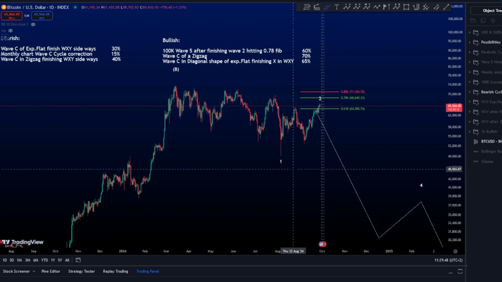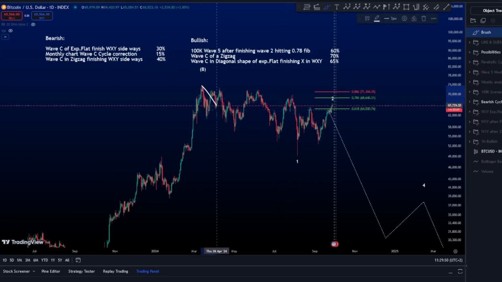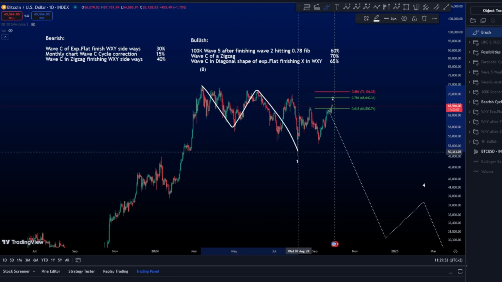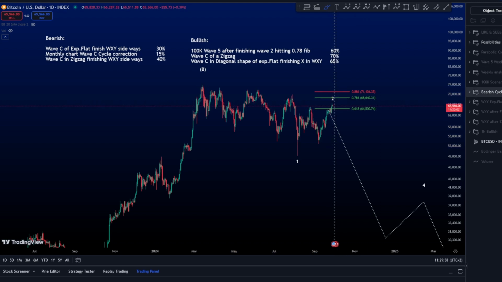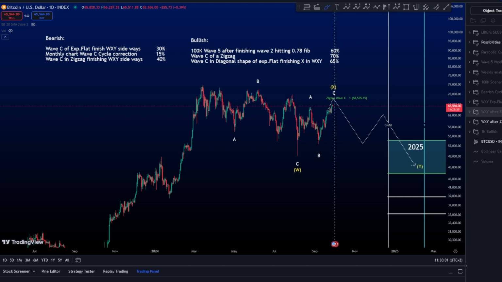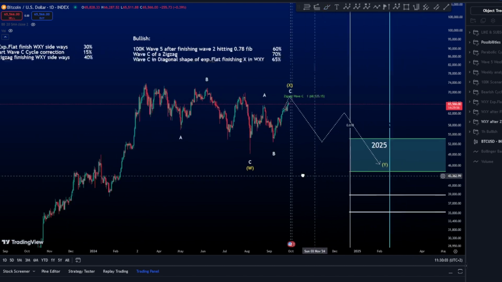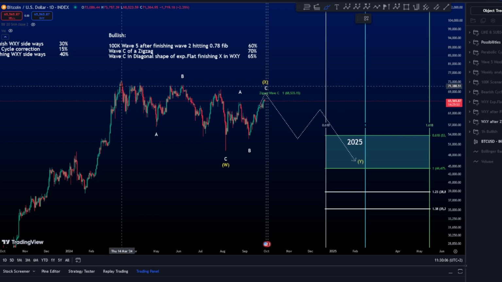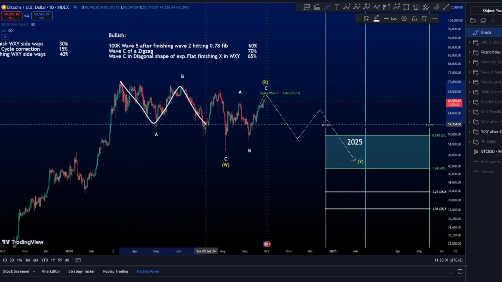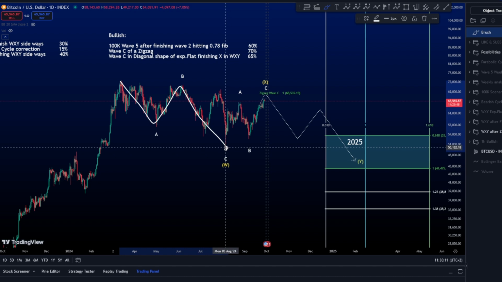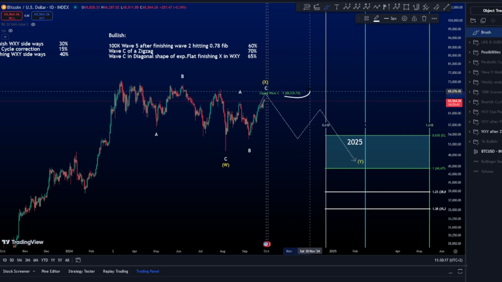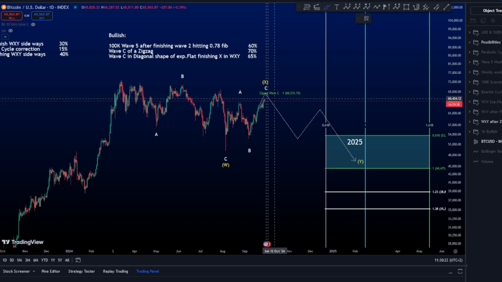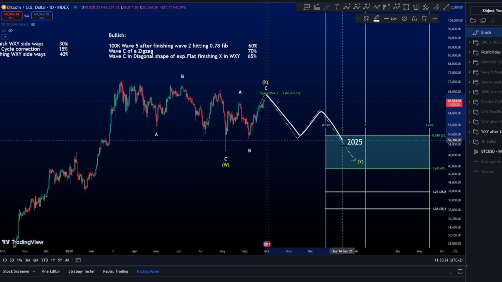The first possibility is a zigzag, right? Where we have here a zigzag ABC, and then we are looking for a zigzag towards the upside. So if I remove this now and I put this one, we can see our scenario here, a sideways correction, which is A, B, and a C finishing this correction here. Then we are looking for another ABC as a zigzag. We want to hit exactly the 1-to-1 fib level at 68,500 almost. And after this, we want to see another zigzag.